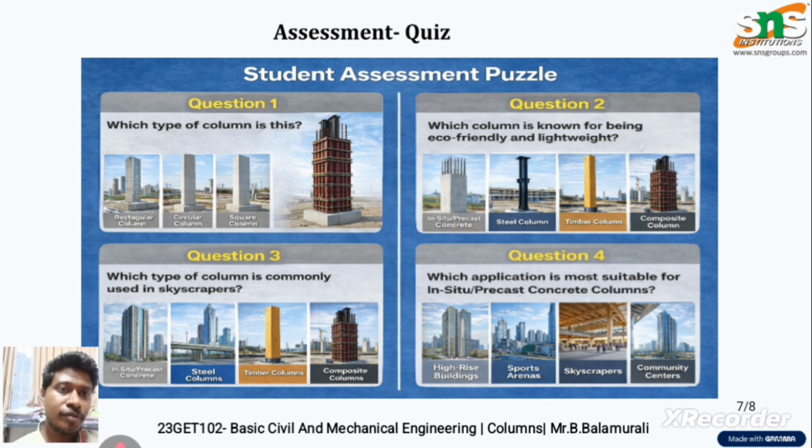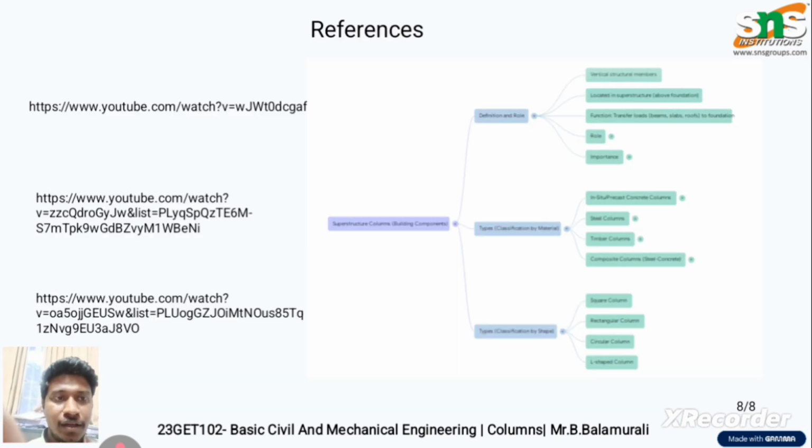Which column is known for being eco-friendly and lightweight? It is timber. Which type of columns is commonly used in skyscrapers? Steel columns. Which application is most suitable for precast concrete structures? Community centers.